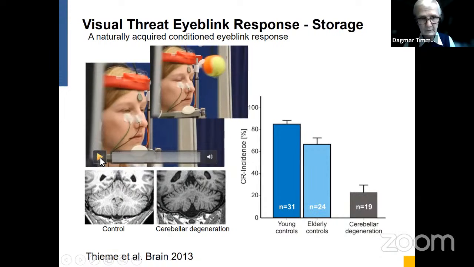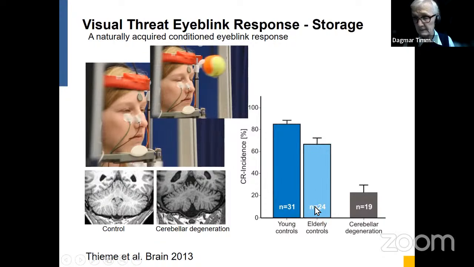With this paradigm, what happens is, this ball is approaching the head, and the eyes are closed prior to the touch of the face. And we can measure whether the eyes are closed prior to the touch of the face. This would be the conditioned response. And we did it in a group of controls and cerebellar patients. We did it 20 times, and we just calculated the incidence, how often we saw this visual threat eye blink response. And in young controls, it's almost 100%.